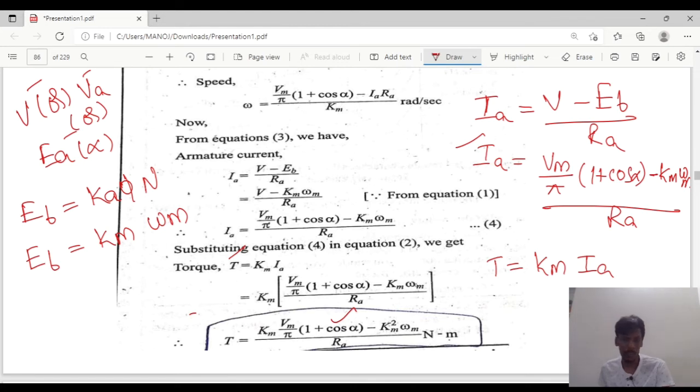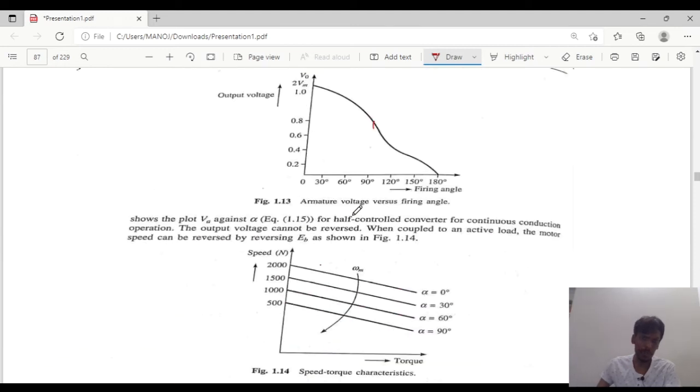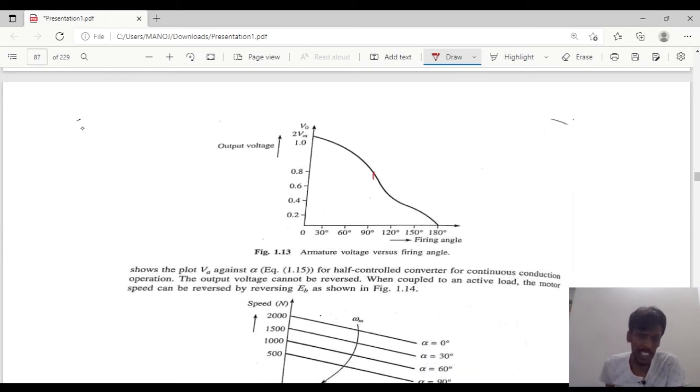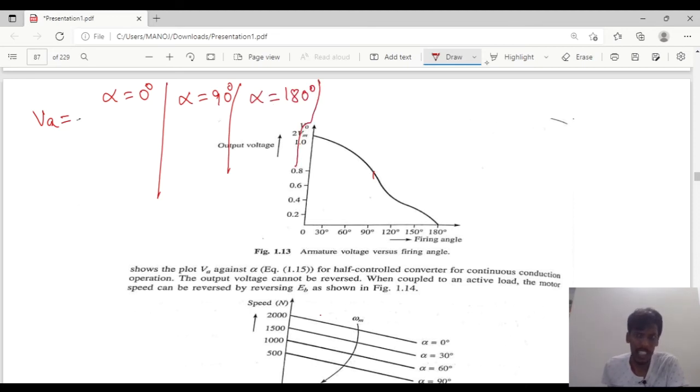We can represent that omega m or n. We can represent anything. It is a rotational speed. So we have calculated the torque equation. Next we will move on to the armature voltage versus firing angle. For these characteristics we have to calculate the VA value at an angle alpha value 0, as well as alpha value 90 degrees, as well as alpha value 180 degrees. So these three values we have to calculate.